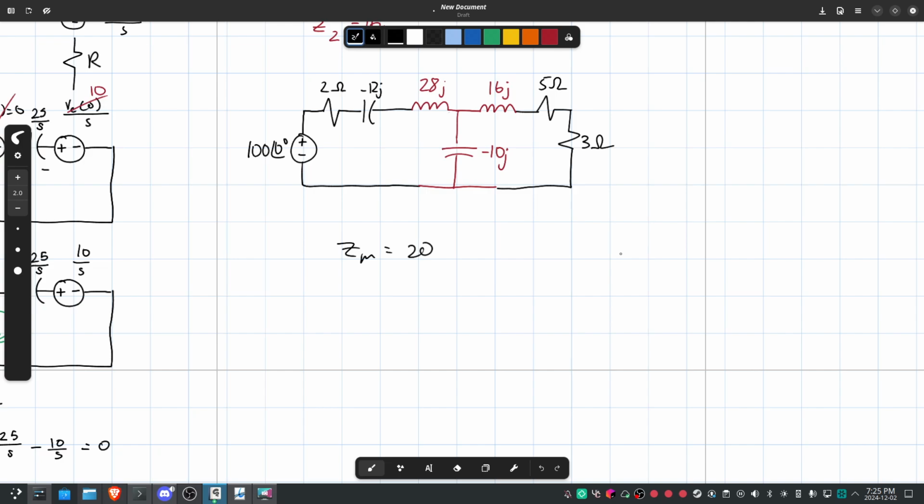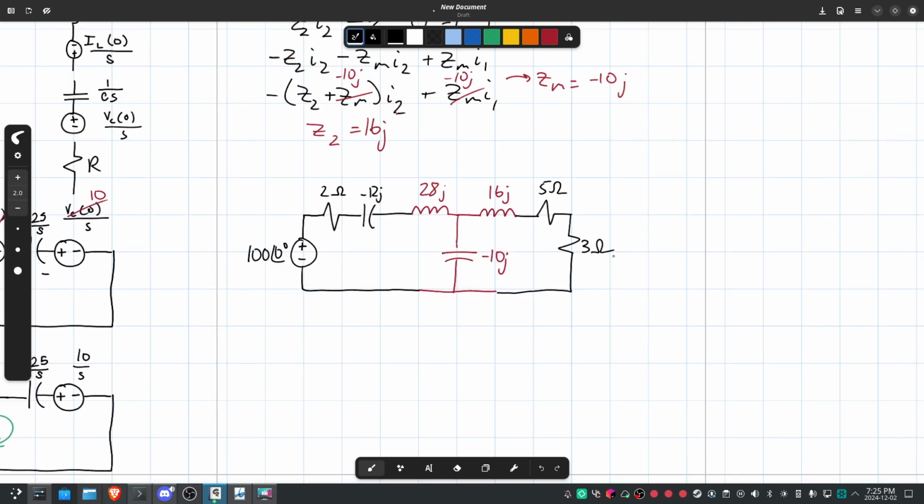What is this transformer? This is just it. This red part is the transformer. Just the red part is the transformer. The black part is the rest of our original circuit. That's what I'm trying to say.